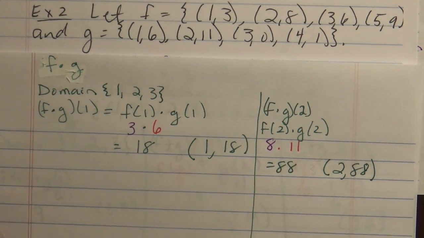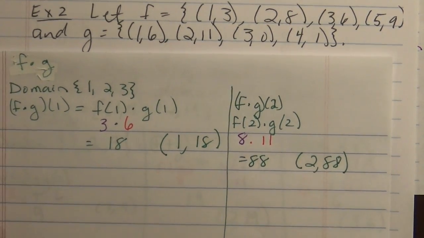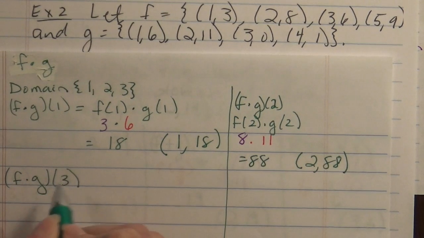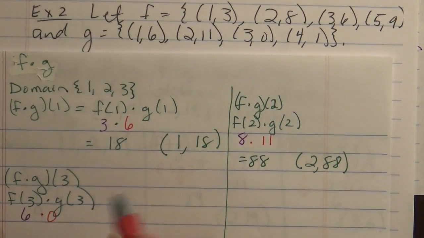And then if x equals 3, we want f times g of 3. We know that's f of 3 times g of 3. F of 3, we found already. That was 6. G of 3, we already found. That was 0. Multiply those together, you get 0. This gives us the ordered pair (3, 0).